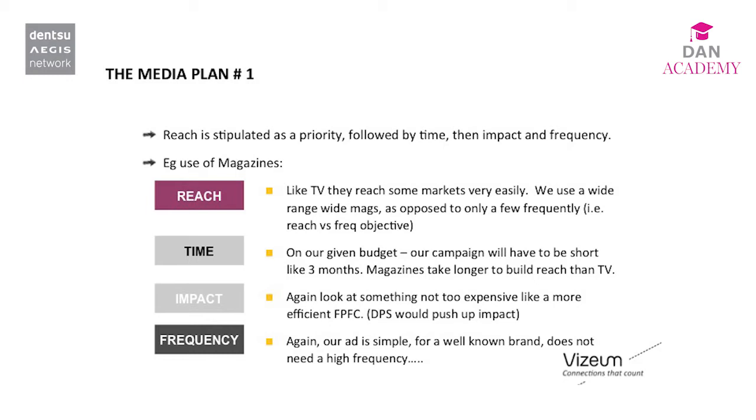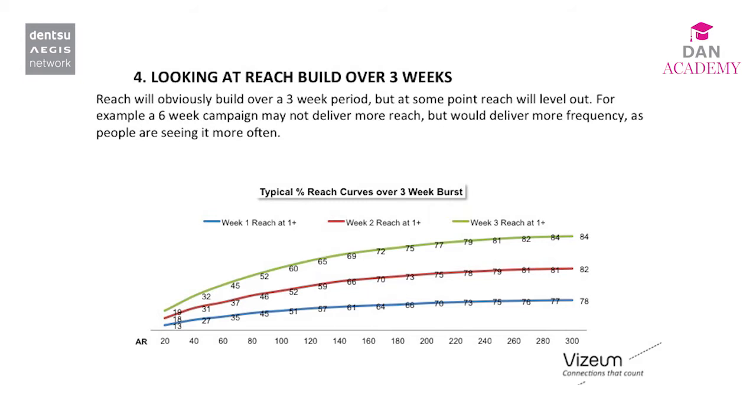And frequency, once again: with a simple commercial or a simple ad, a consumer could see the ad once and get the overall message. So when we're looking at reach building, for example, over 3 weeks, you'll see week 1 being the blue bar, week 2 the red, and week 3 the green bar. You'll very quickly see that at some point your reach flattens out, and you will no longer deliver reach, but you'll deliver more frequency.